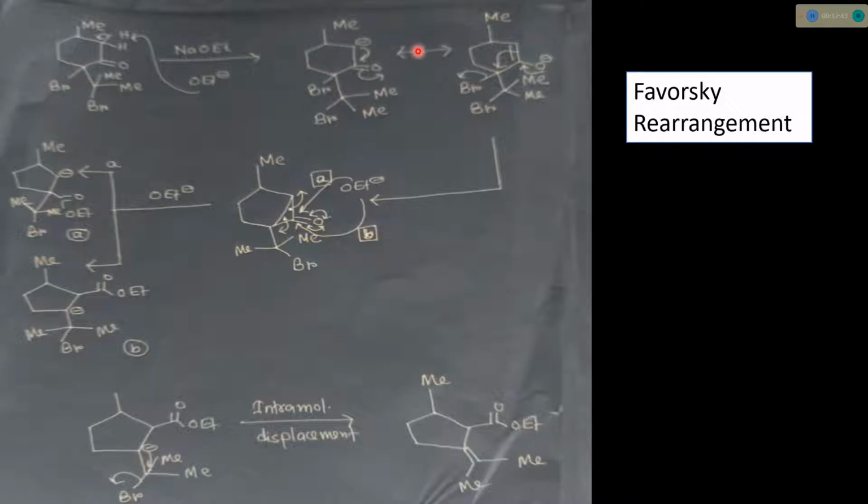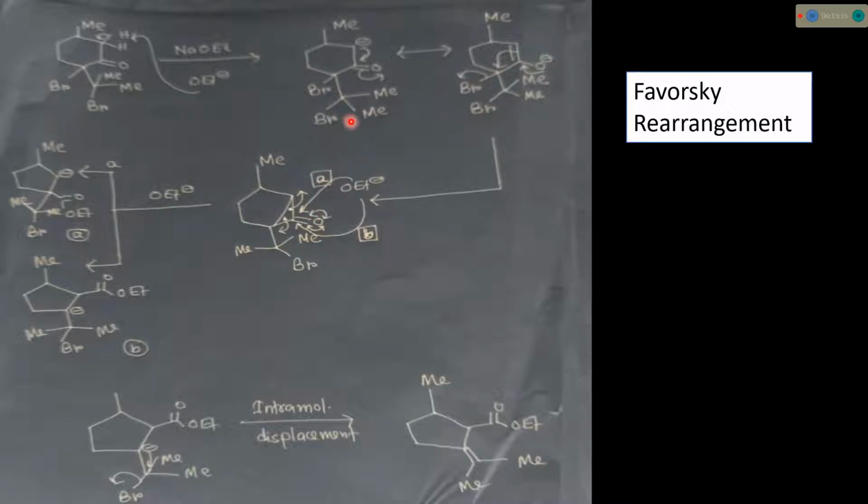Now if we draw the enolate anion of this compound, it will be like that. Now this negative charge will attack this carbon to release the bromide ion. So 3-membered ring formation is also feasible. So this will attack this carbon to form a cyclopropane kind of ring.